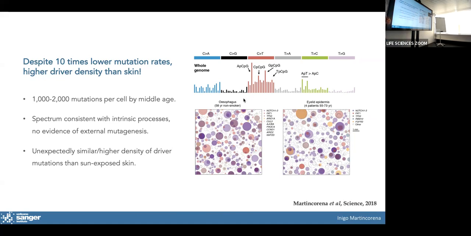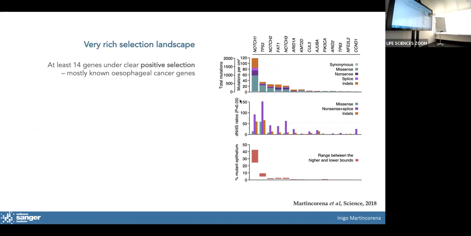And to me, it immediately got my mind racing about, if this is what happens in healthy people, what happens in the context of disease, what happens in the context of different exposures and so on. Just to give you a sense at the gene level, we found a very rich selection landscape. At least 14 genes were under very clear positive selection.